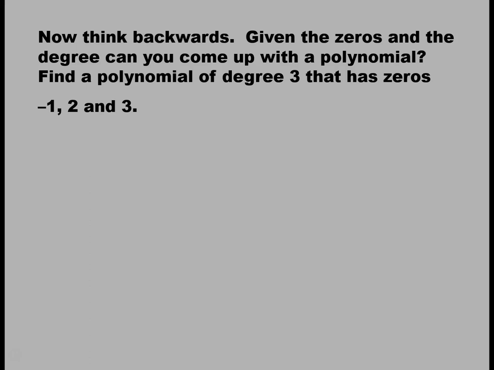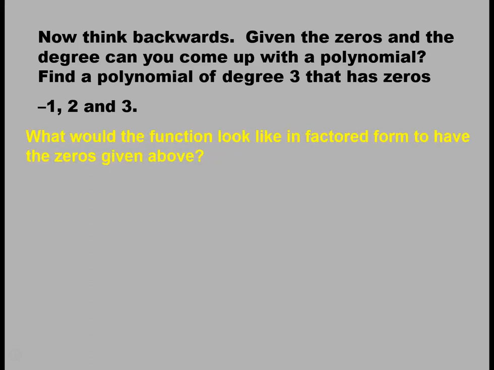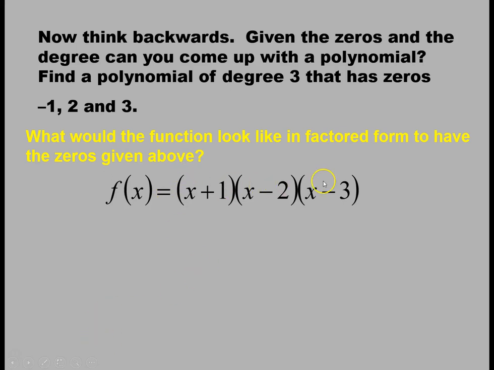Now, if you wanted to think backwards, you could do the same thing. If you're given the zeros and degree, can you come up with a polynomial? So if you saw a graph, for example, with these 3 zeros on it, and you knew that it had end behavior going in opposite directions, could you come up with the actual equation? Well, here would be one possibility.